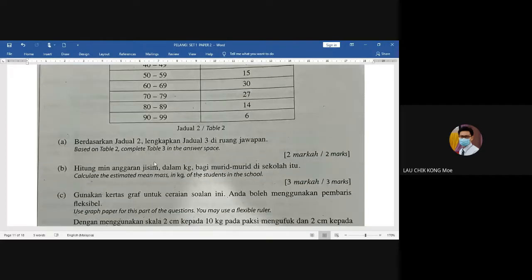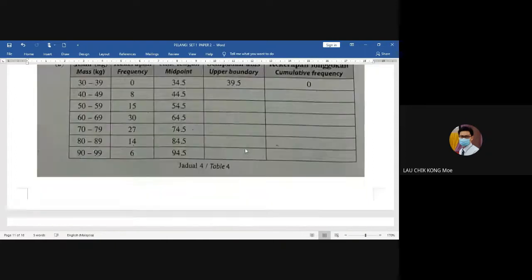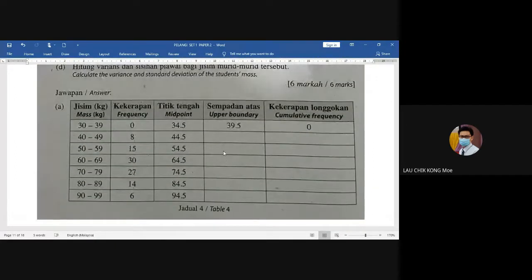Okay. Based on the table, complete the table. This one, 2 marks, maybe very easy. You just are asked to complete the upper boundary: 49.5, 59.5, 69.5, 79.5, 89.5, and 99.5. Very easy.